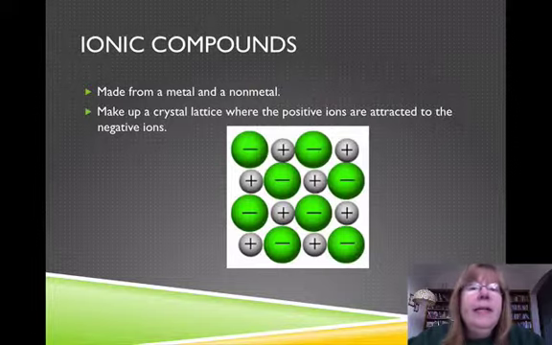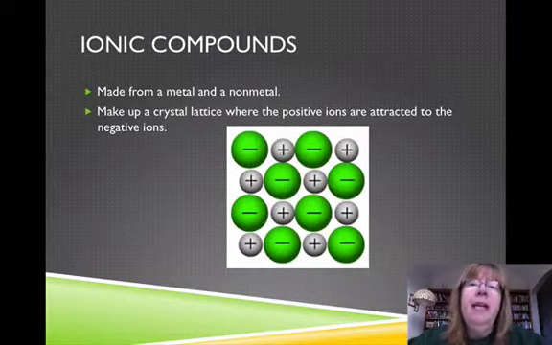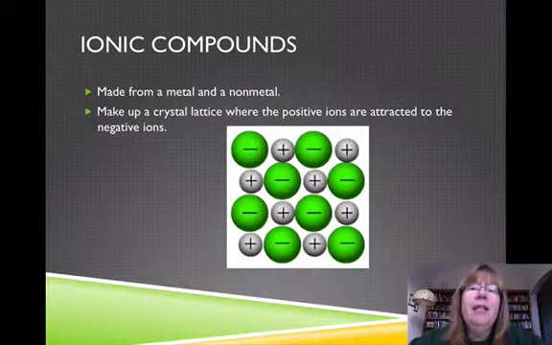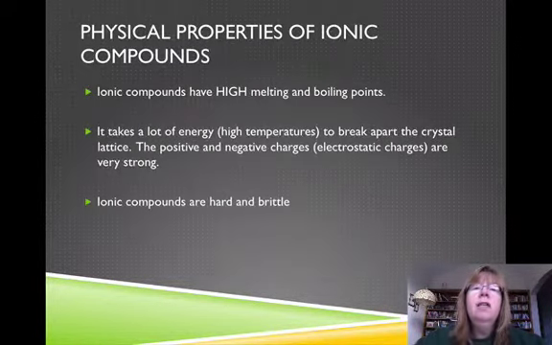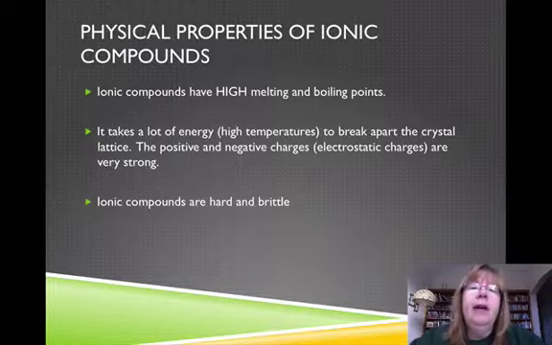So what happens is the metal forms cations, or positively charged ions, and the nonmetal forms anions, or negatively charged ions. And so this makes up a crystal lattice, and these positive ions are attracted to the negative ions. So it forms this nice organized crystal lattice that is held together by the fact that these opposite charges attract. So what are the physical properties of ionic compounds?